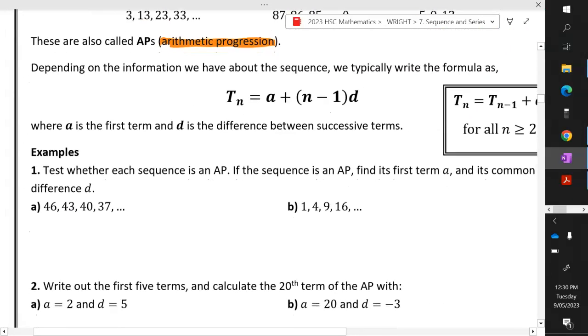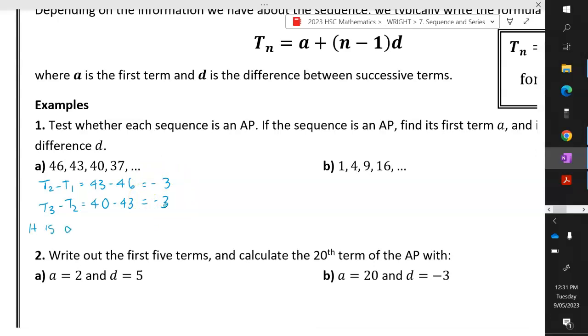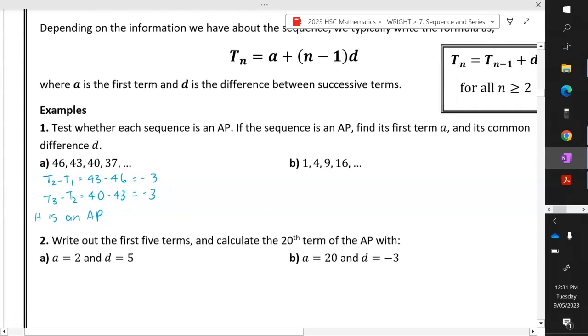So let's have a look at doing term 2 minus term 1, which is 43 minus 46, which is minus 3. Then let's have a look at the next two terms, which would be term 3 minus term 2, which is 40 minus 43, which is also minus 3. So we've got that consistency. It's happening more than once, this difference between the terms. So we're going to assume that it is an AP. So we're testing whether it is. It is. We want to find the first term. So the first term is 46. That's fairly straightforward. And our difference between the terms is minus 3.